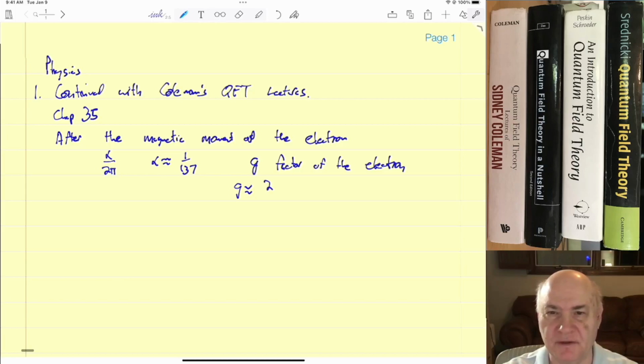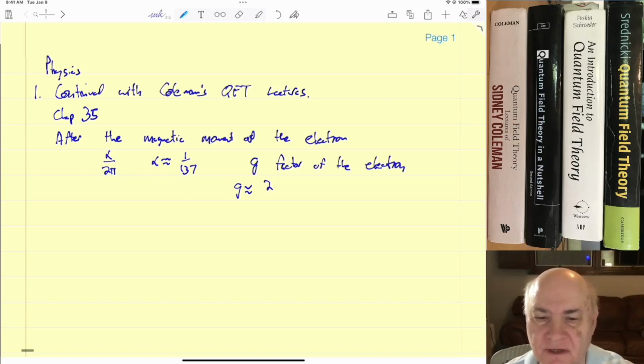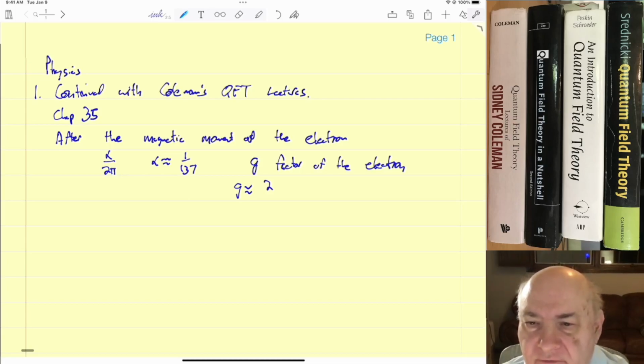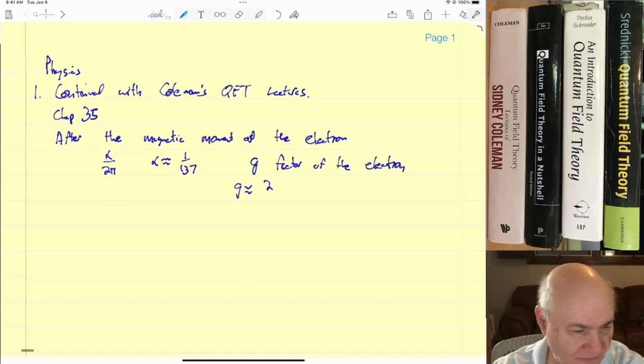And every QFT book does this calculation. It's a long calculation. It's not that difficult, but to get the actual numbers, it's a long calculation. But he then has a chapter where he discusses corrections, like fourth order and sixth order and so on. And he does things that I never even knew.